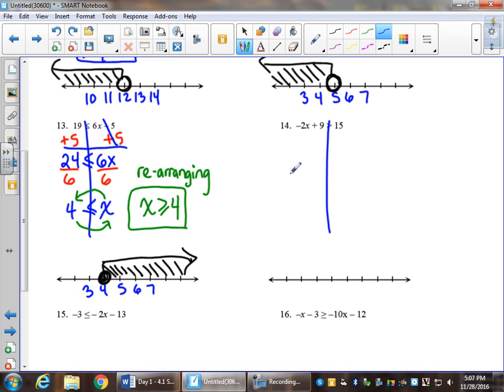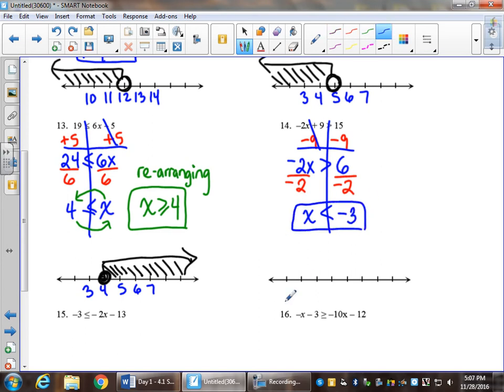Where is x? I see x on the left side of the inequality. This is what I'll pay attention to. Is there something we could add or subtract? Yes, this positive 9. So we will subtract 9 from both sides. 9 minus 9 is 0. That's gone. I'm left with negative 2x on the left side, greater than 15 minus 9, which is 6. To finish this, we'll divide by negative 2. Dividing by a negative, the inequality sign flips. So this becomes x is less than negative 3.